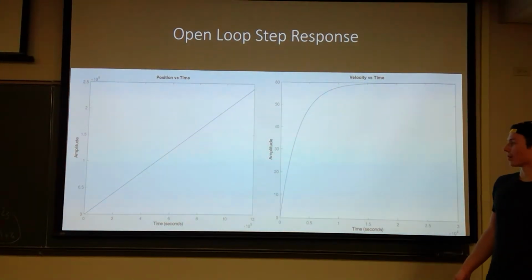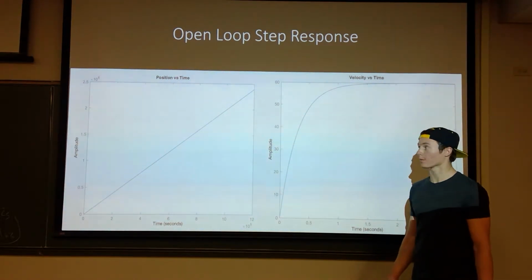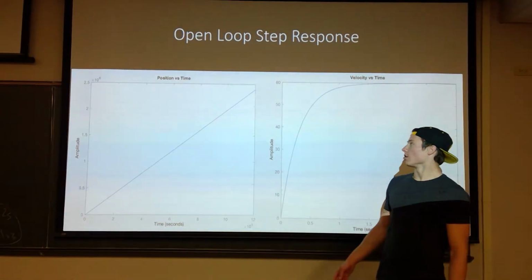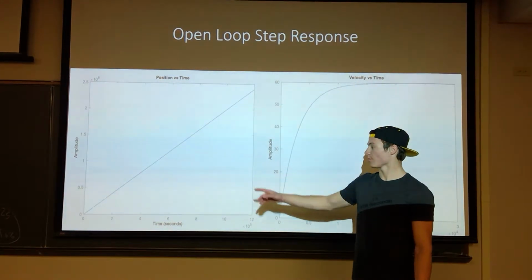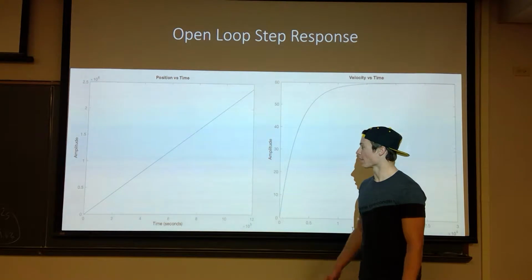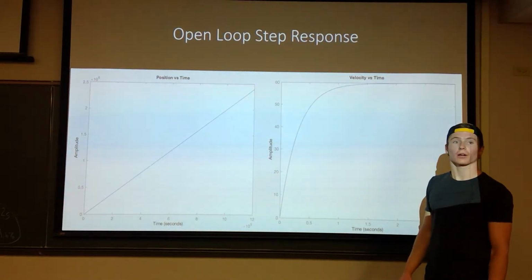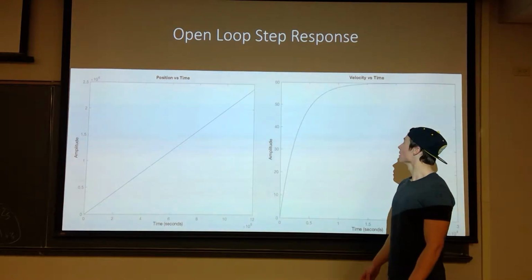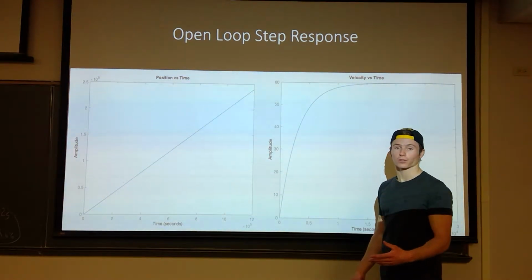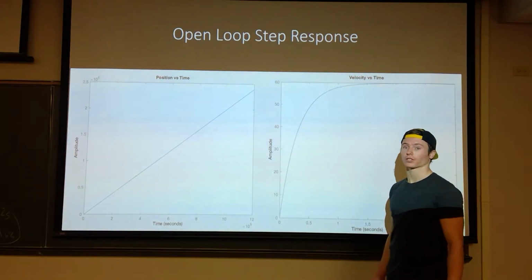Here we have the response to an open loop, or the response to a step input. If you look at the position versus time, you can see that our position will go to infinity and there is no boundary on that. However, our velocity will taper off and top out at about 60 meters per second. This is due to the forces acting against the vehicle, such as drag and friction.